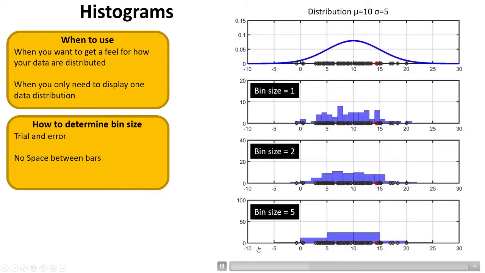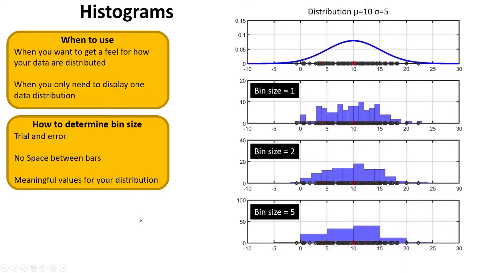But if you make your bin size too large, it becomes hard to see anything other than a mound. So once we get up to a bin size of 5 for this data set, now we're really just kind of looking at a mound. So a bin size of 2 here looks pretty good. There's no space between the bars, and I can get a feel for the contours of the distribution.